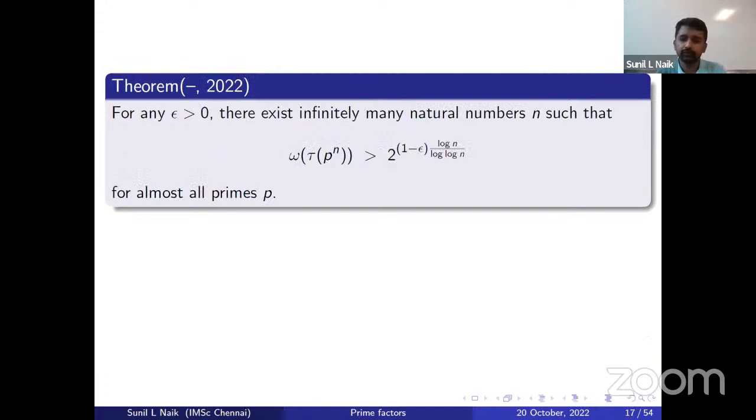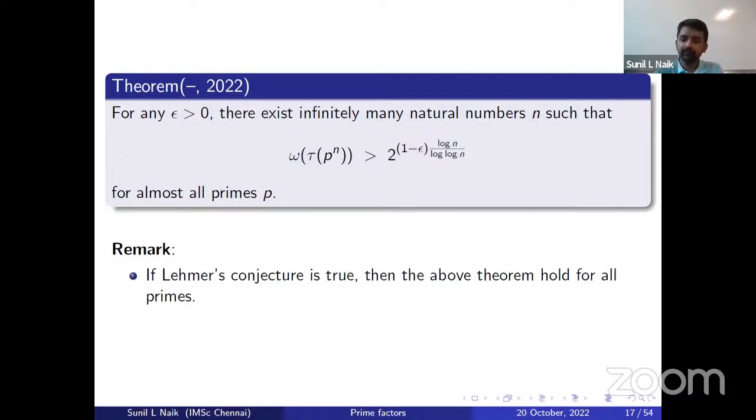In fact, we show that given any epsilon, there exist infinitely many natural numbers n such that tau of p power n has at least 2 power (1 minus epsilon) log n divided by log log n prime factors for almost all primes p.